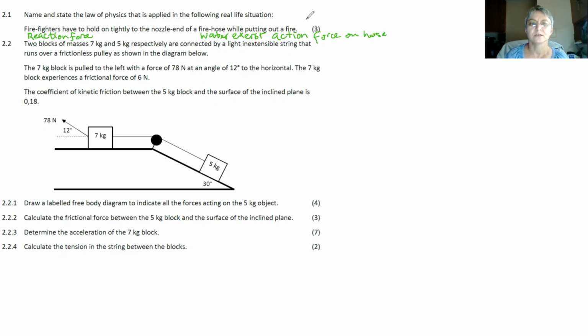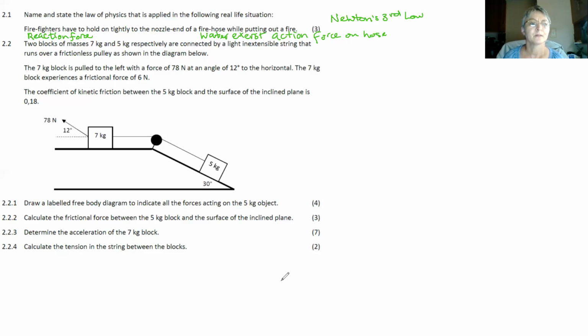So this is a typical application of Newton's third law, which states that if object A exerts a force on object B, then object B will exert an equal but opposite force on object A.